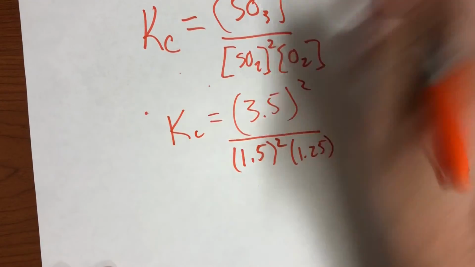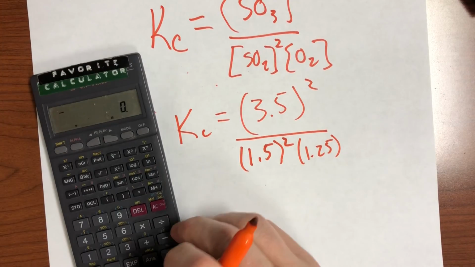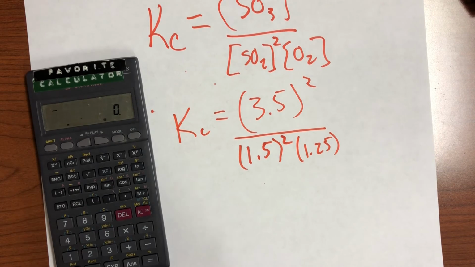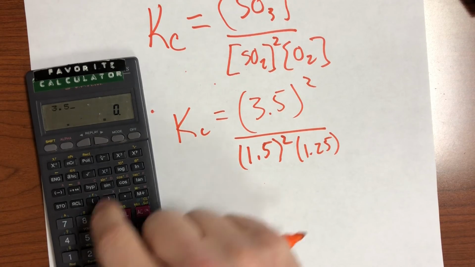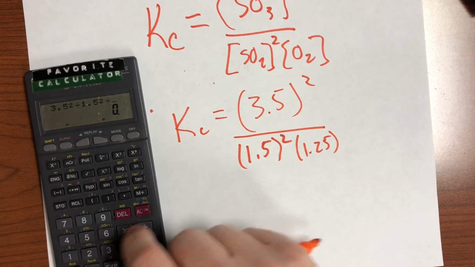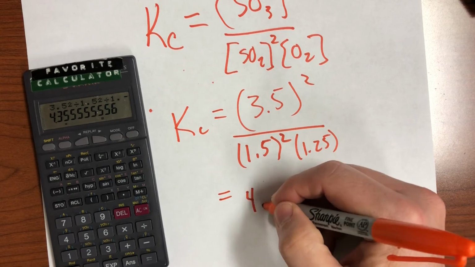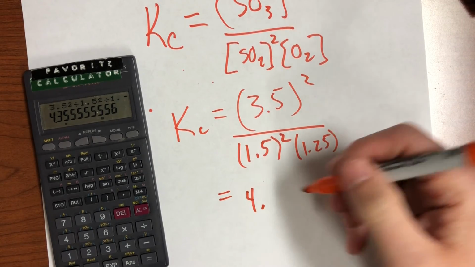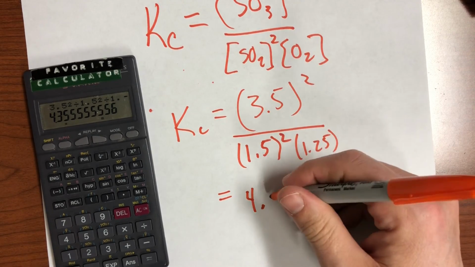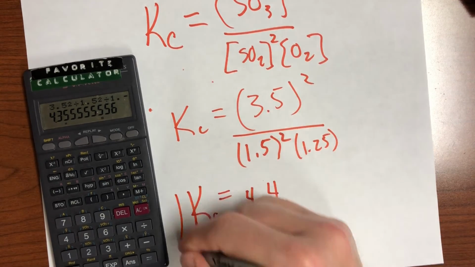And that's going to give us our answer, which is what the problem was asking for. All this problem asked for was the K, so 3.5 squared divided by 1.5 squared divided by 1.25 gives an answer. I don't remember how many sig figs. Let's call it 2 sig figs. So Kc is going to be 4.4.